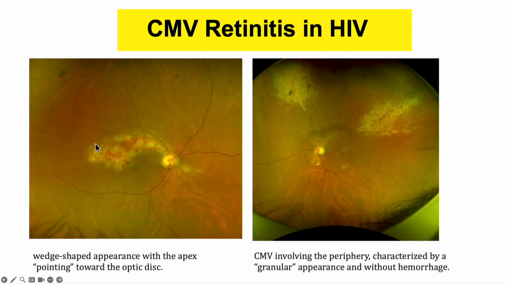Here you can see the right eye. It shows a wedge-shaped appearance with the apex pointing towards the optic disc and massive hemorrhages over the retinitis lesion. So this is a wedge-shaped defect, which is otherwise known as the tomato ketchup or the pizza pie appearance. And in the left eye, you can see the granular form of the CMV retinitis. And the granular form usually affects the periphery of the retina, and it doesn't have much hemorrhage.